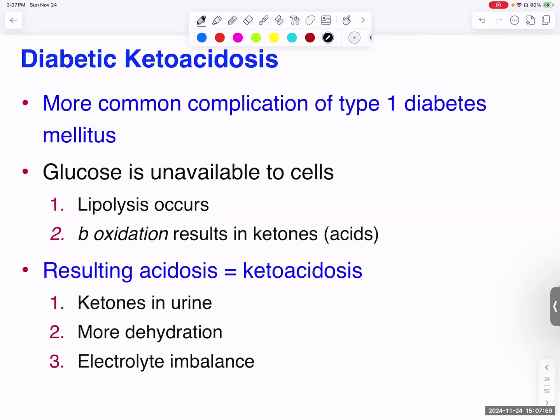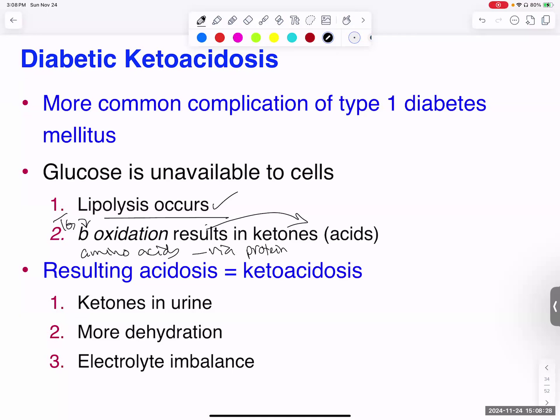So what do you do if you don't have any glucose getting into your cells? Well, you're trying to use your fat. So glucose is unavailable. You can use lipolysis. So breakdown of stored lipids to triglycerides, which then through beta oxidation, you're going to make some keto acids. You can also use amino acids via protein breakdown. And you end up with a lot of these keto acids.